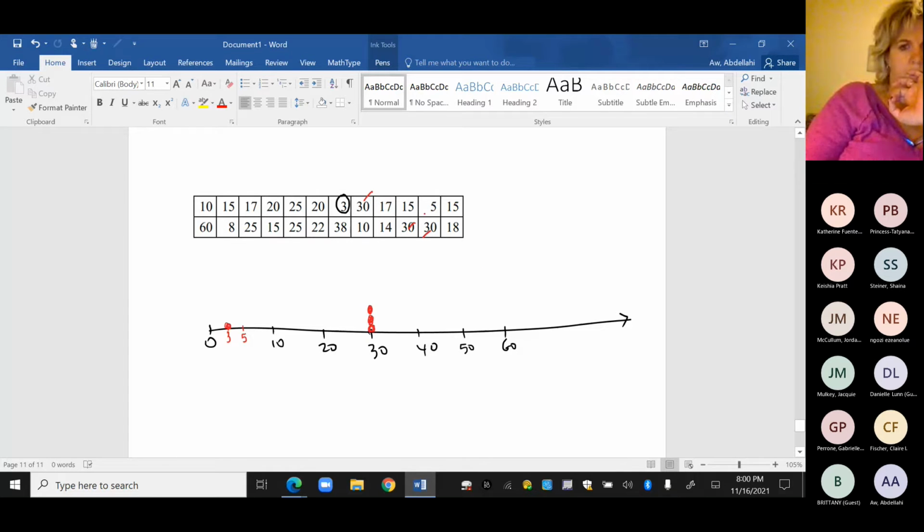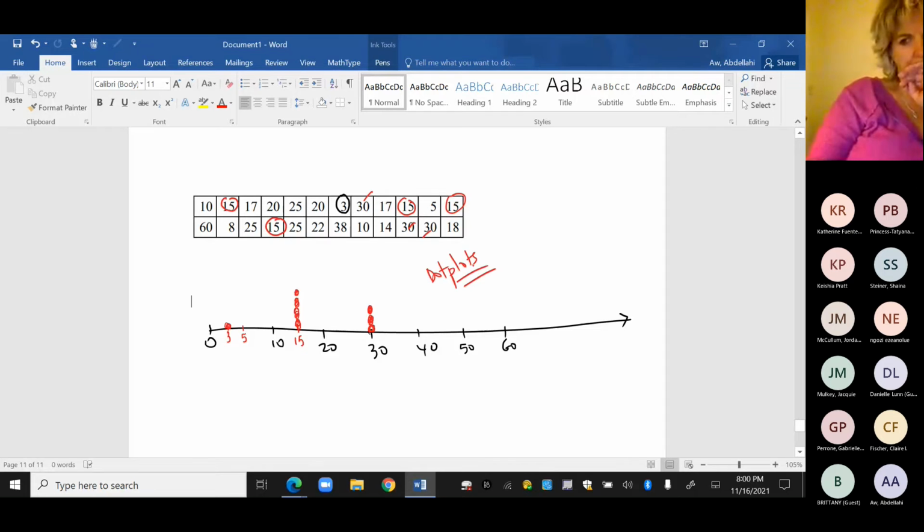Okay, 15. We have 1, 2, 3, 4. 15 appears 4 times, right? So 15 is right here, and we put 4 dots like this. That's the dot plot. That is another way to represent data.